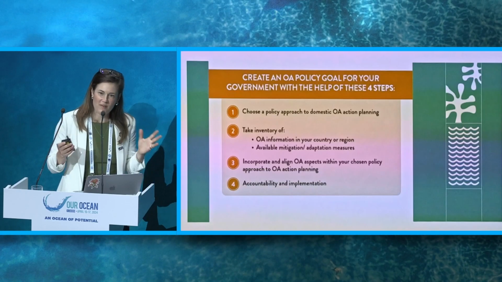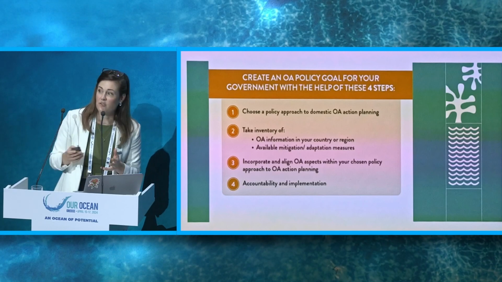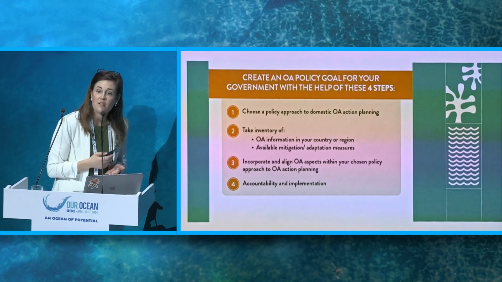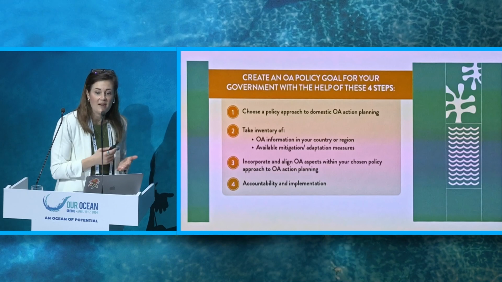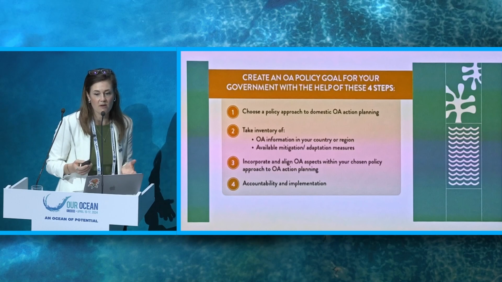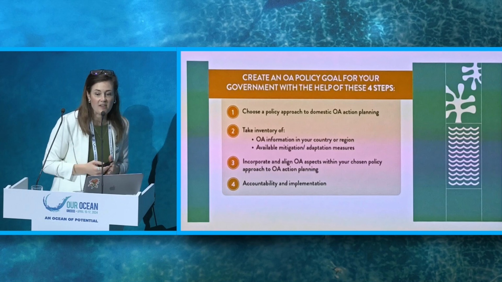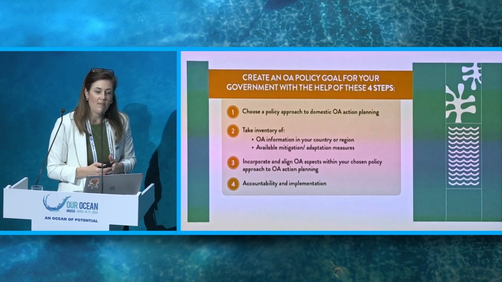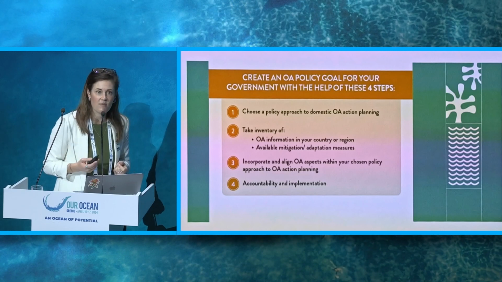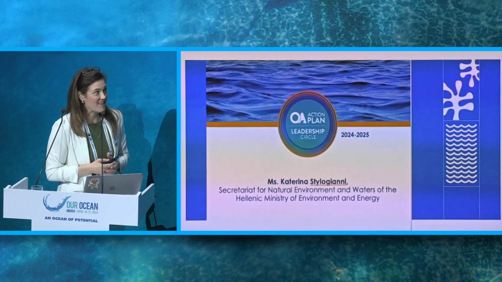So we've invited 14 member governments to join us. We are going to work with them directly about which policy approach to domestic OA action planning they would prefer, help them take inventory of the information available in their country or region, and accelerating the appropriate mitigation and adaptation measures for where they are and what their current capacities are. Of course, we want to incorporate and align OA aspects across those chosen policies, and then continue to think about ongoing accountability and implementation of this type of work in 2 years, in 5 years, in 10 years. So that is all I have to say about that.